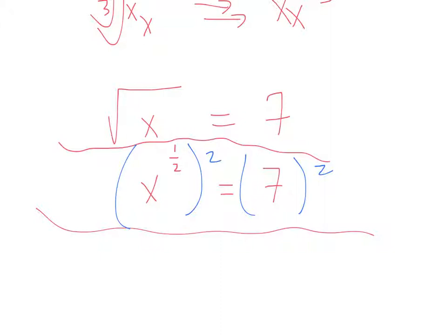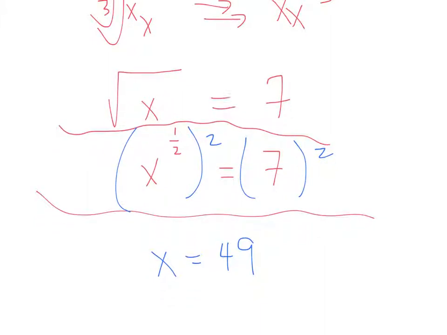So this becomes x over here. And what's 7 squared? As we said a minute ago, 49. So really, what's happening is this: when you're squaring a square root, you're really raising a 1/2 power to the second power. The same thing happens with a cube root. So let's look at an example of a cube root now.